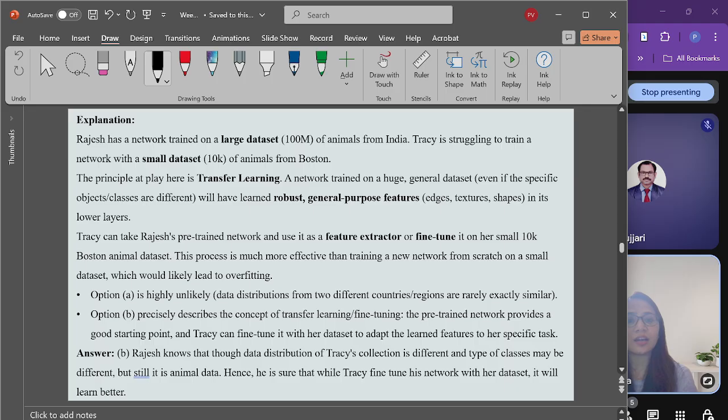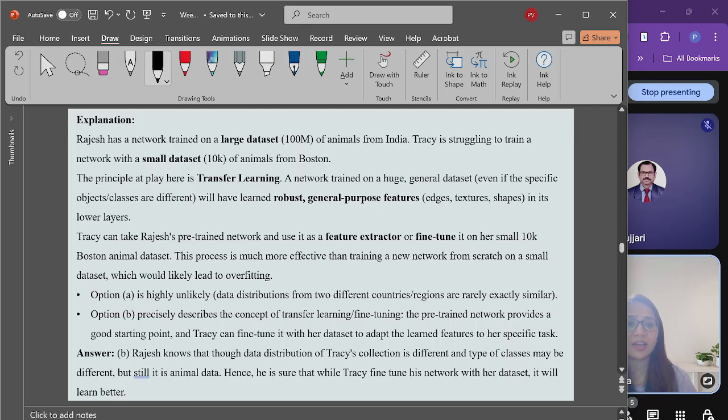So that network has already learned very general purpose features, that is edges, textures, and shapes, in the lower layers. So those features can be used by Tracy. It will not take that much time or complexity to train on the small dataset. So basically, we are already doing the same thing.